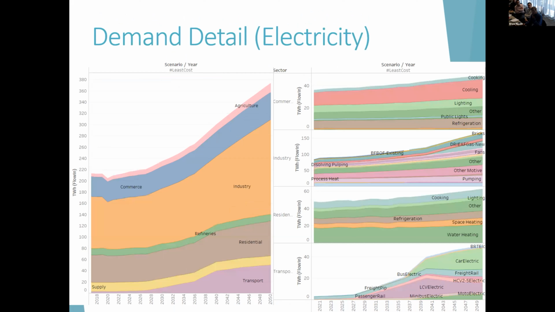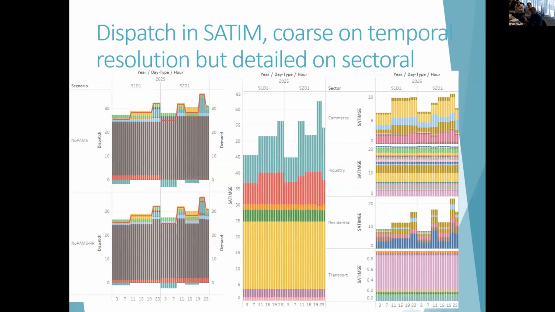Zooming into the electricity, we have a full bottom-up explanation of where all its demand is coming from, by sector or by end use. These are annual flows, and we have it also at a sub-annual flow. And here you notice we've got quite a coarse representation.